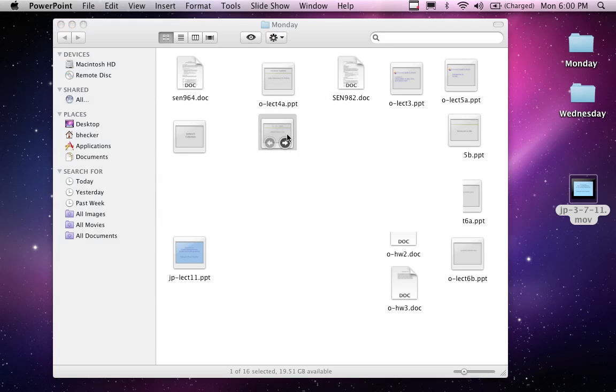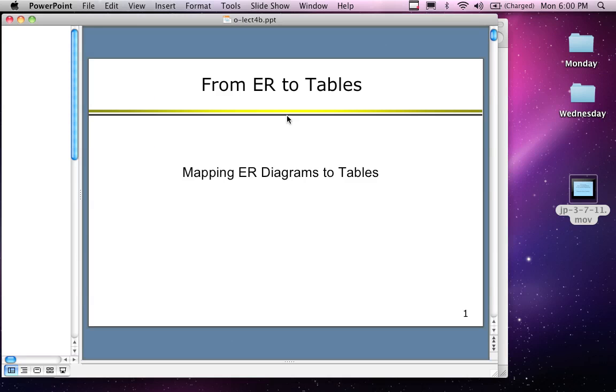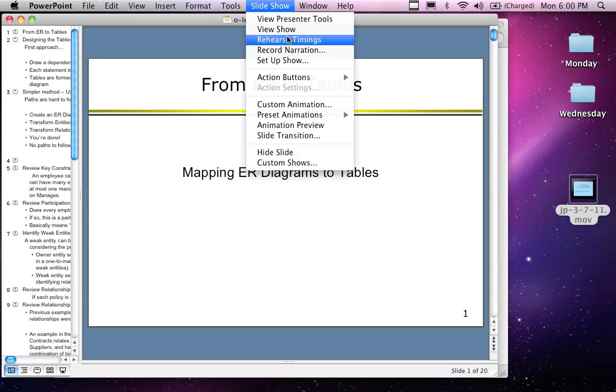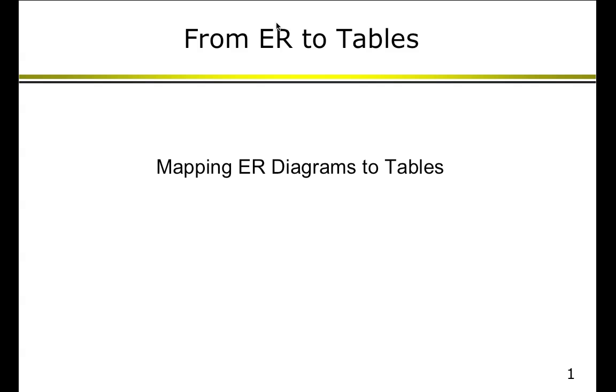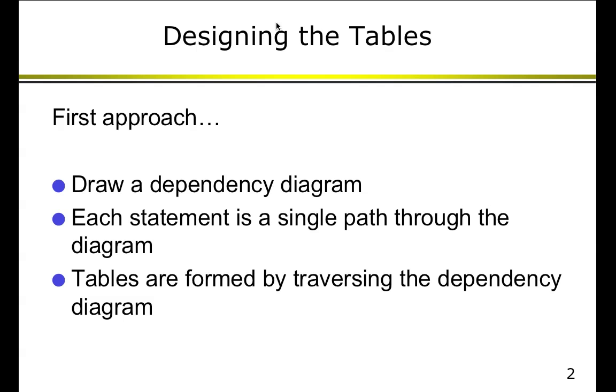So lecture 4B takes the diagrams and turns them into a set of tables, mapping the entity relationship diagrams to tables. This is the interesting part, and this is actually the really easy part. So if you can get through the tables, you're great.